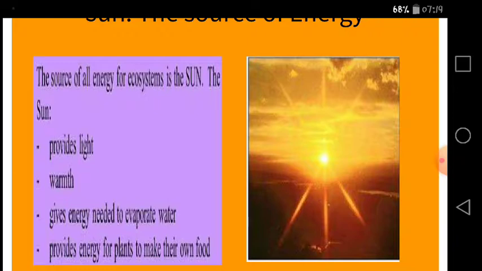And a very important point is that the sun provides energy for the plants to make their own food. All green plants use light energy from the sun to make their own food, as other forms of life on earth depend directly or indirectly on green plants for food. So you can see, dear students, that the sun is of great importance for life on this planet.